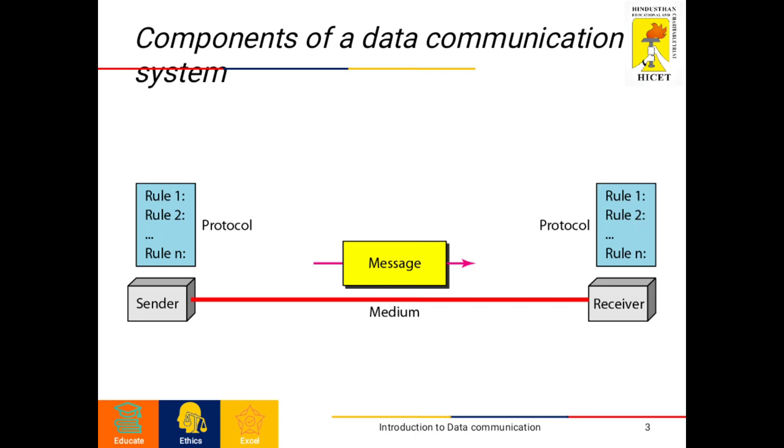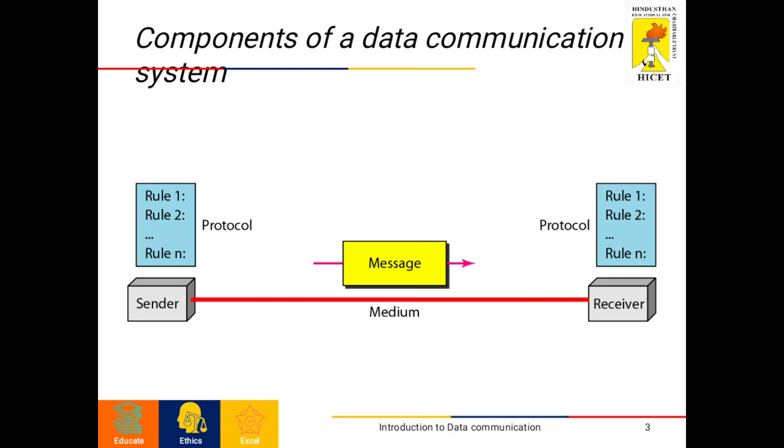The fourth one is the transmission medium. The transmission medium is a physical path through which the message travels from sender to receiver. As I already said, it may be either wired or wireless. If it is a wired medium, we can use twisted pair cable, coaxial cable or fiber optic cable, and there are also radio waves. The last component is the protocol. A protocol is simply a set of rules that govern data communication. Without a protocol, two devices may be connected but not able to communicate.